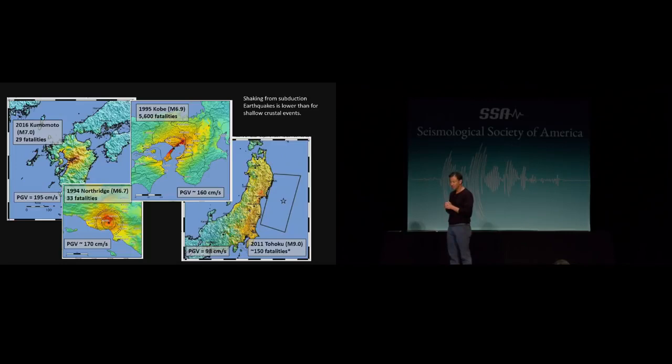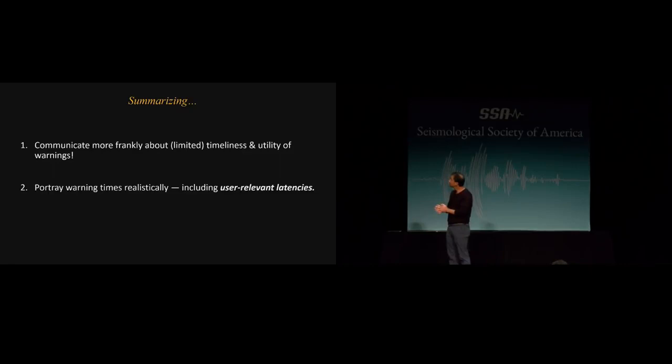So I'll summarize by saying that communicating more frankly about earthquake early warning and the utility of and timeliness is something that we need to do. We need to portray the warning times with this extra dimension for the user relevant latencies and recognize that in California, we're not going to have offshore earthquakes, we're going to have these crustal earthquakes.